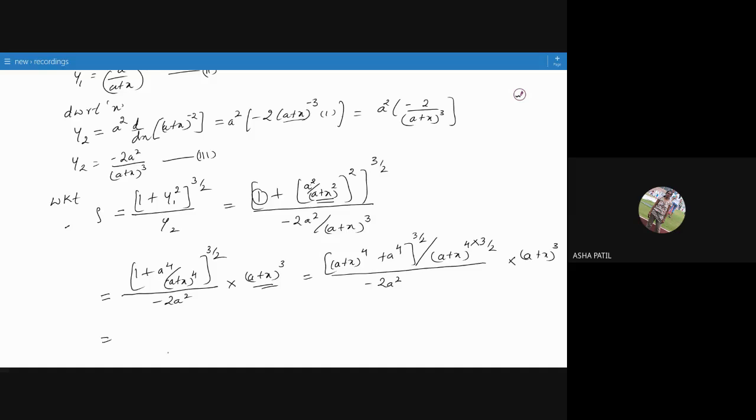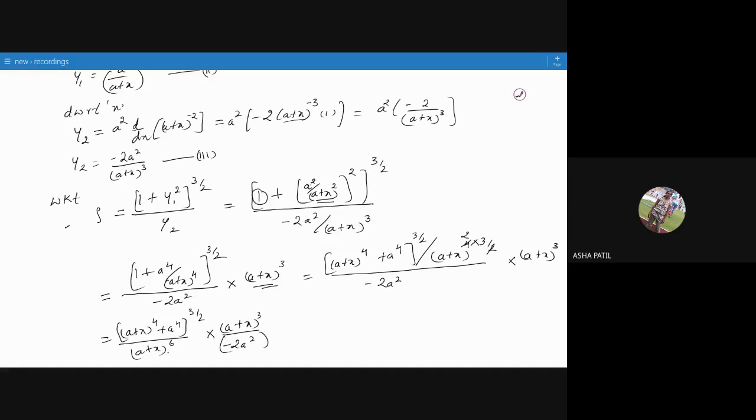Now what we have is (a plus x) raised to 4 plus a raised to 4, raised to 3 by 2, divided by, and here the powers get multiplied, so we are left with (a plus x) raised to 6, and again we have (a plus x) whole cube divided by minus 2a square.